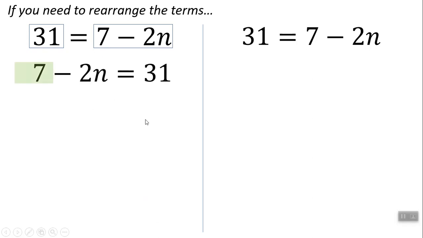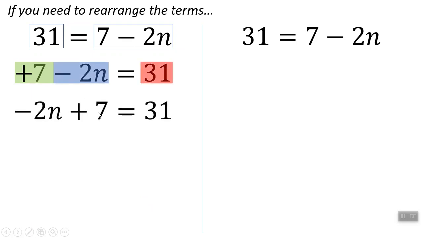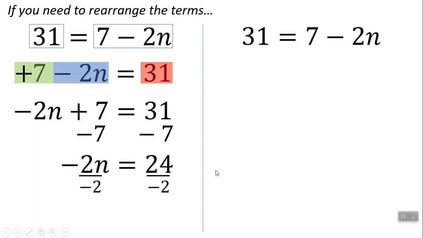From here, that 7 you'd think of as a positive 7. So instead of 7 minus 2n, you'd think of this as -2n plus 7 equals 31. The big mistake kids make is they want to change it to 2n minus 7. When you're moving a term around, you always have to include the sign in front of it. From here, it's looking a little more familiar where you'd subtract 7 and then divide by -2. And you get n equaling -12.